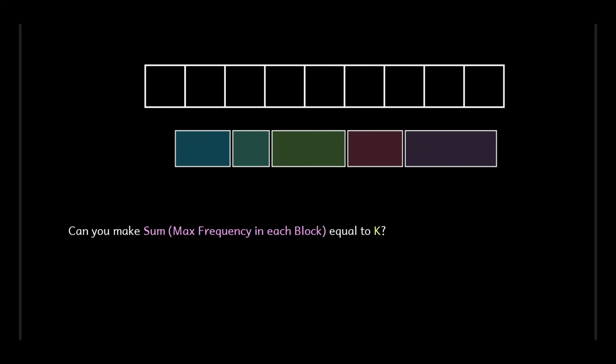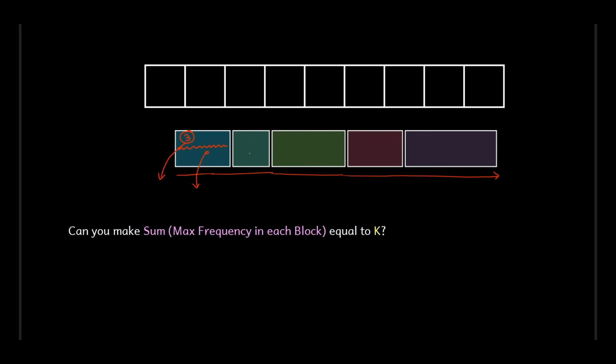You are given an array and you can split it into as many consecutive blocks as you like. Once you have split the array into several consecutive blocks, for each block, you find out the maximum frequency of any element inside this block. So if an element appears 3 times and no other element appears more than 3 times, then the contribution of this block will be equal to 3.